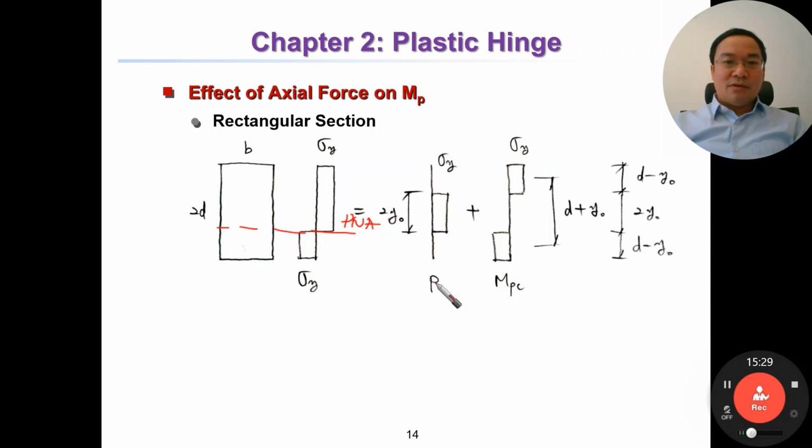The first part is due to P, meaning due to axial force, and the second part is due to MPC, the moment. By using this diagram, we can calculate P equal to 2y0 multiplied by sigma y. It is P. Then from that, we can calculate y0 equal to P divided by this one.